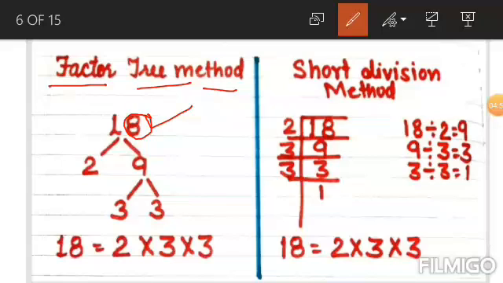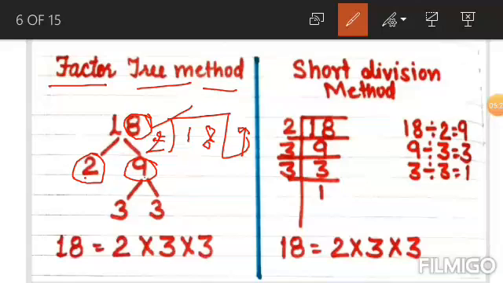So according to the divisibility rule, you better know we can divide 18 by 2. So first of all, we will divide 18 by 2, that is a prime number. When we divide 18 by 2, we get 9. So we will write here 9. 2 9s are 18.